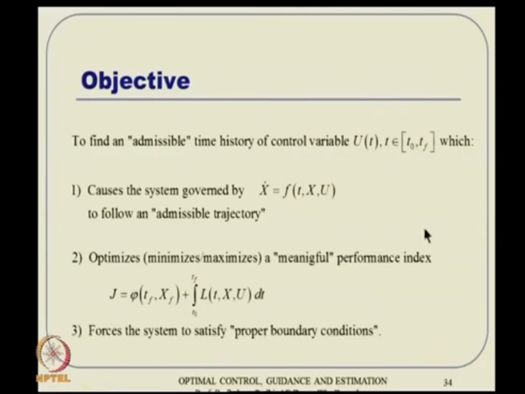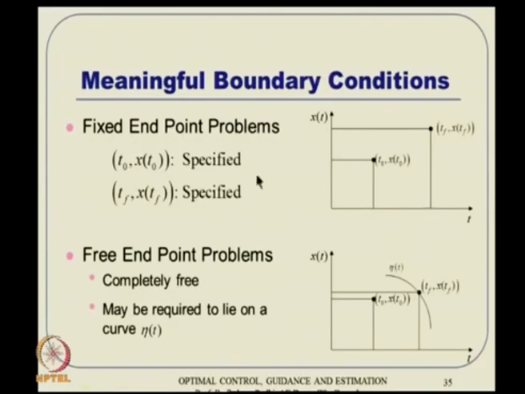So, these are the objectives we started with, and then we also observed what are meaningful boundary conditions per se. You can have fixed endpoint problems where both are fixed, or you can have free endpoint problems, where either both are completely free, or most of the time it also turns out that the final condition is free, but it is constrained to lie on a curve, especially let us say orbit transfer problems of satellites and all that.